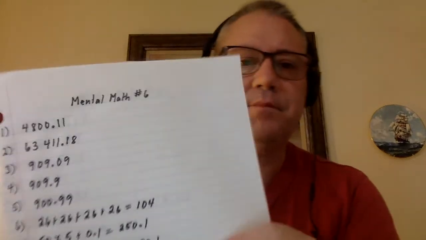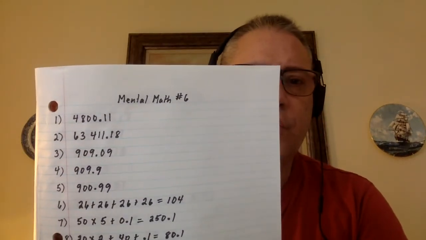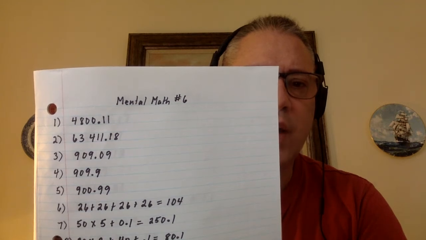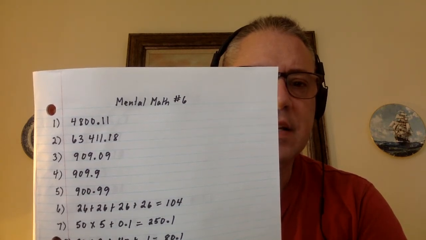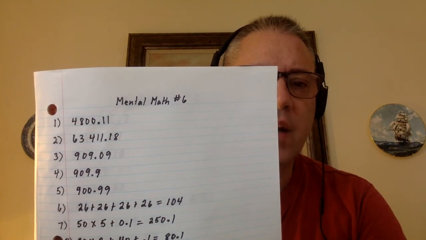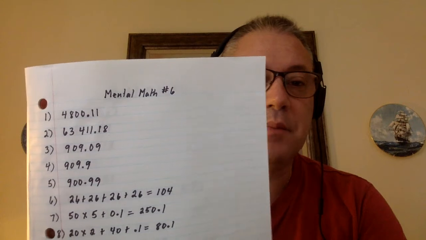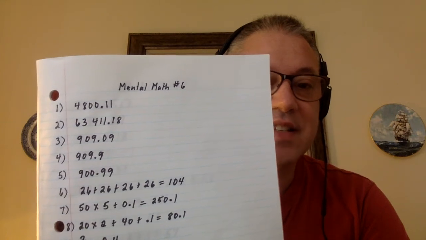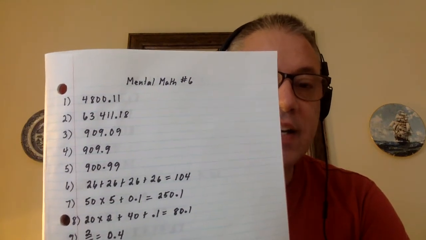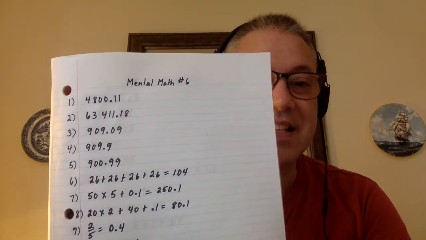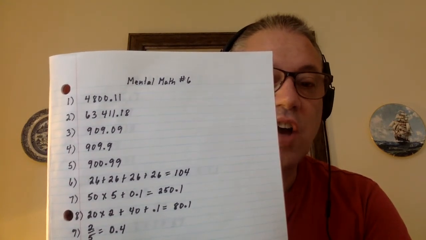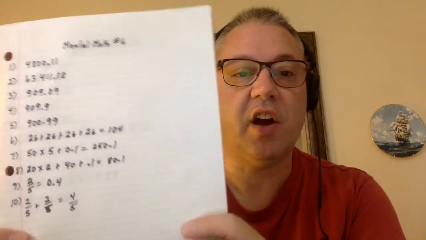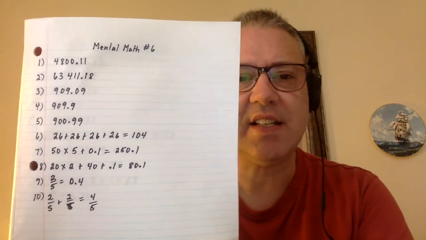Please feel free to pause this at any time. We're going to start to go over our mental math right now. Here's our first one. Number 1, 4800.11. Number 2, 6341 decimal 1/8. Number 3 is 909.09 because it's 9 hundredths. Number 4 is 909.09 because the 9 this time is in the tenths. Number 5 is 900.99.